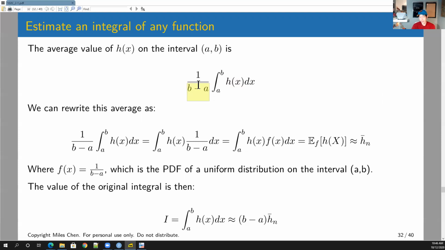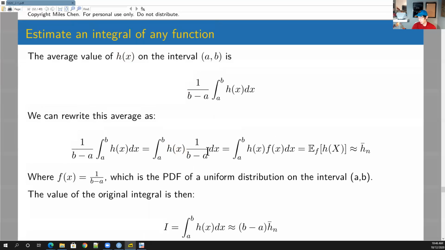So you're going to divide by b minus a. Okay, so you're going to do 1 over b minus a. This is going to be the average value of h of x. And just by rearranging some terms, if I move this 1 over b minus a inside here, then I've got h of x times 1 over b minus a.